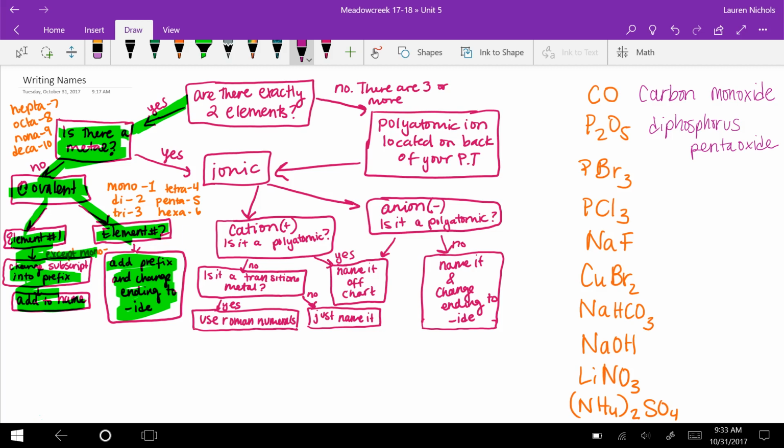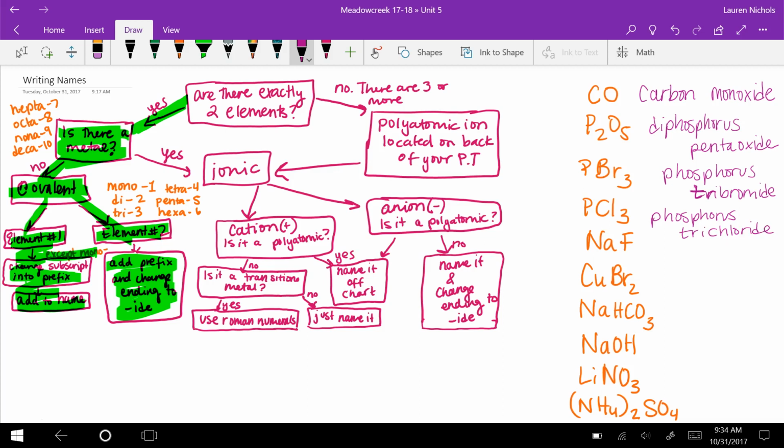And then PBr3, there are 2 elements. There is not a metal, so I'm covalent, and so my first element is phosphorus, but I'm not going to put mono in front of it because it's the first one. And then I would have tribromine, changes to bromide, and this is a TR, not a B, so tribromide. And we'd have something similar here. We'd have phosphorus trichloride.